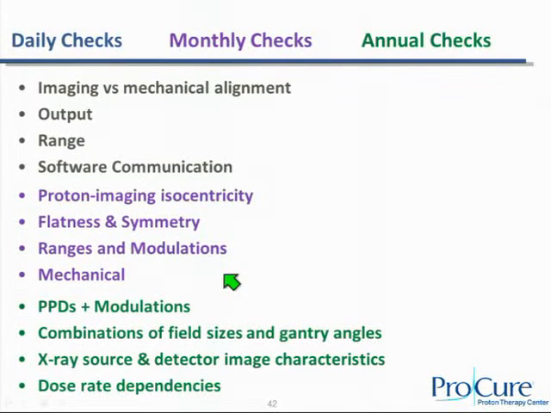For annual, we do a lot more than that. We do PDDs and a combination of field sizes and gantry angles, and we also look at those rate dependencies. But we're just using the devices that I presented to you earlier.